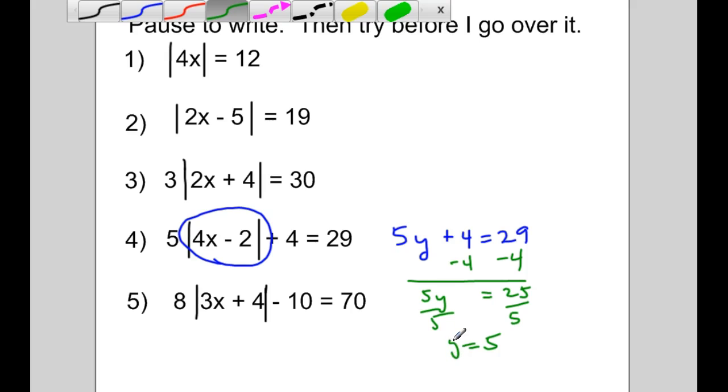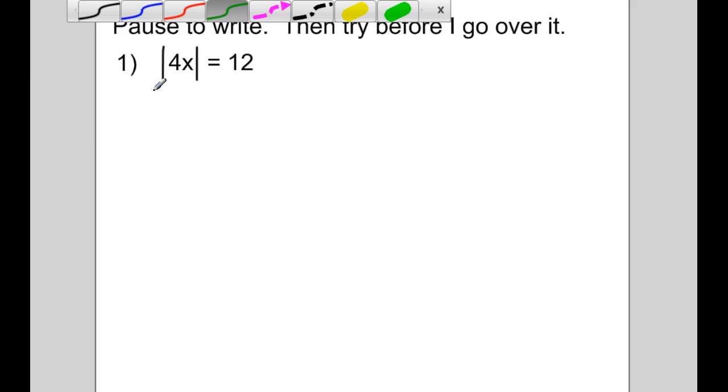Okay, now this y in my example I just made up is the same idea as absolute value. So eventually when we get this question, you'll see it's the absolute value of 4x minus 2 is the same thing as this y right here, equals 5. Okay, I'll discuss this again as we get closer to this question. So let's move on to the first one.